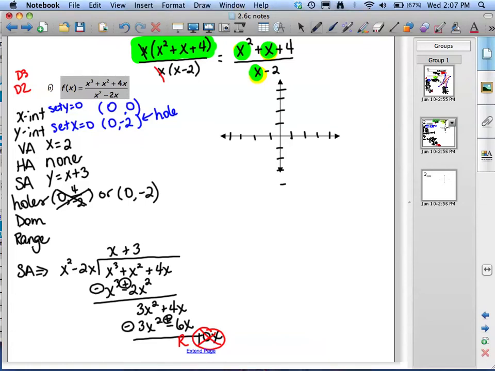Now let's put all my asymptotes on here. x equals 2. How do I graph x plus 3? I know it crosses at 3 and goes up 1 over 1. So I know my graph must exist in 2 of those spaces, 2 of those 4 spaces. The only way to figure it out is to make a quick t-chart.